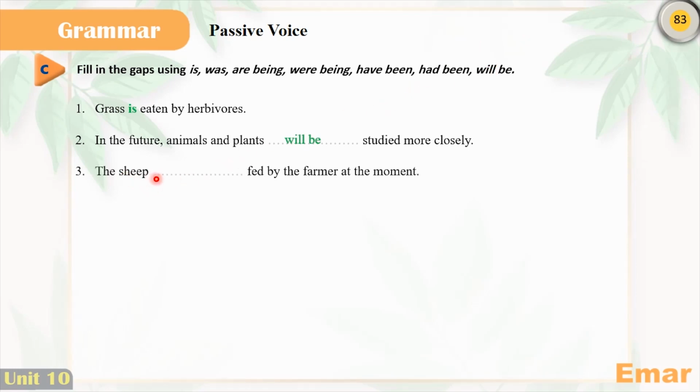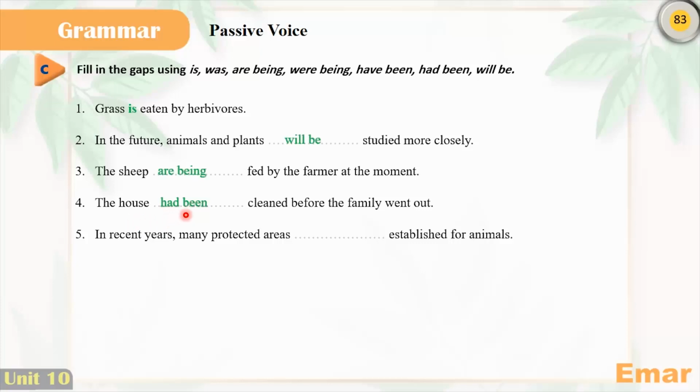Number three, the sheep are being fed by the farmer at the moment. At the moment, present continuous, are being fed. Number four, the house cleaned before the family went out. The house, this is a past tense, look, went out. And we have before, so that means an action that happened before. So we use past perfect, had been. The house had been cleaned before the family went out.